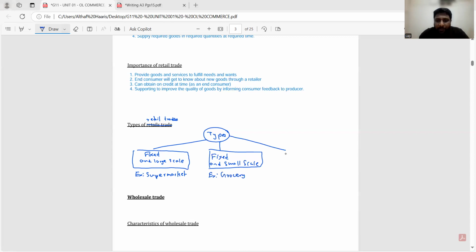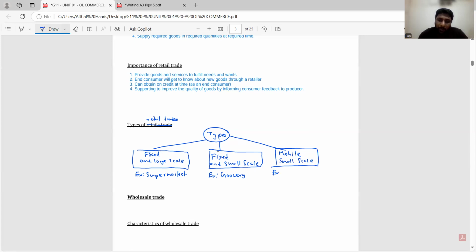Other one, mobile small scale. Mobile means moving here and there. Have you seen these trucks and all, where people will come? Even fish, Malu uncle will push a small truck and come. So those are mobile and small scale.